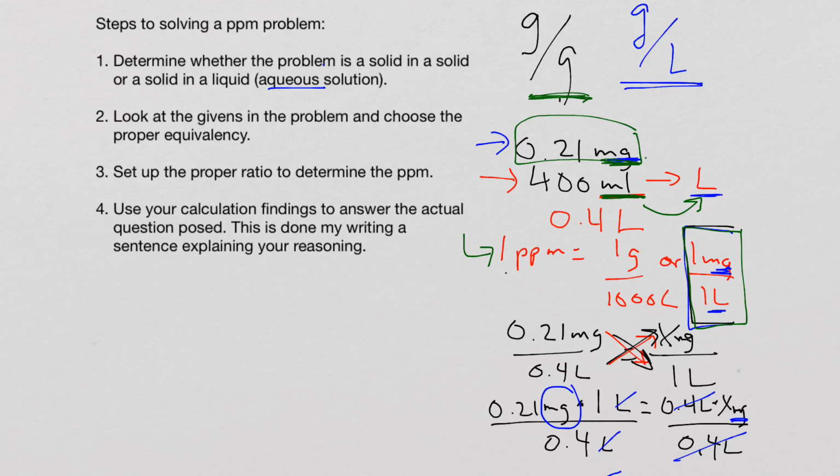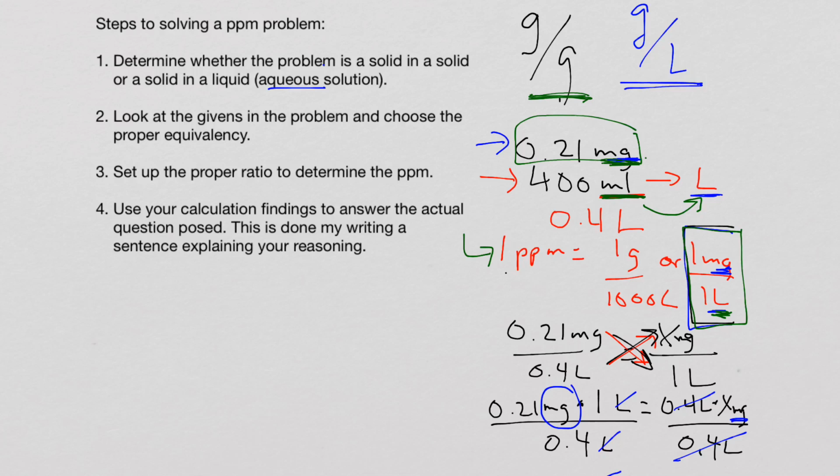Now, the second thing I have to do is make sure that I have the proper denominator. I don't. I have 400 milliliters. So I'm going to convert that to liters, and if I divide it by 1,000, I get 0.4 liters. So now I have my proper equivalency. Okay, I've chosen the right one.